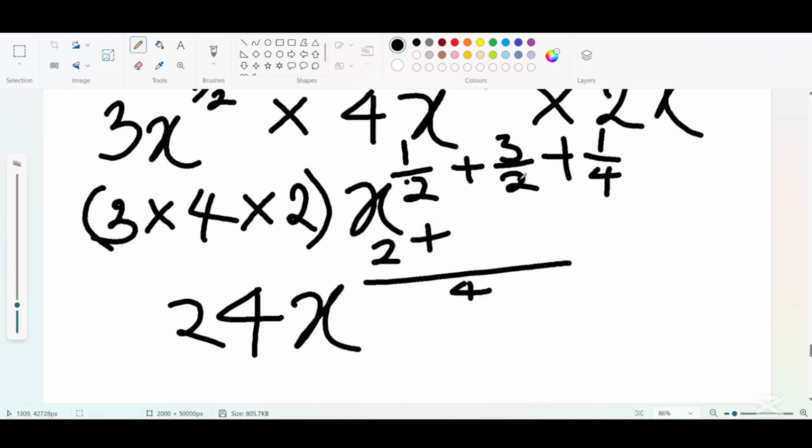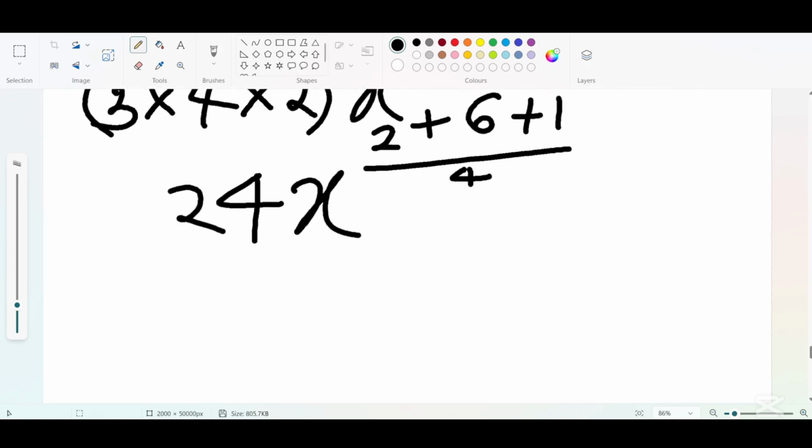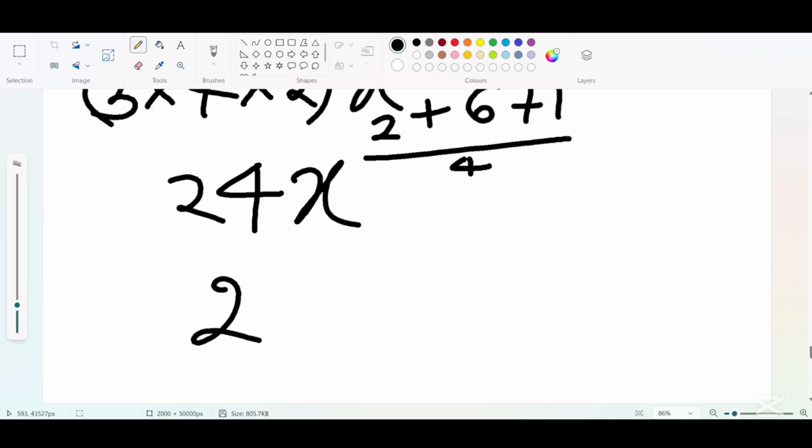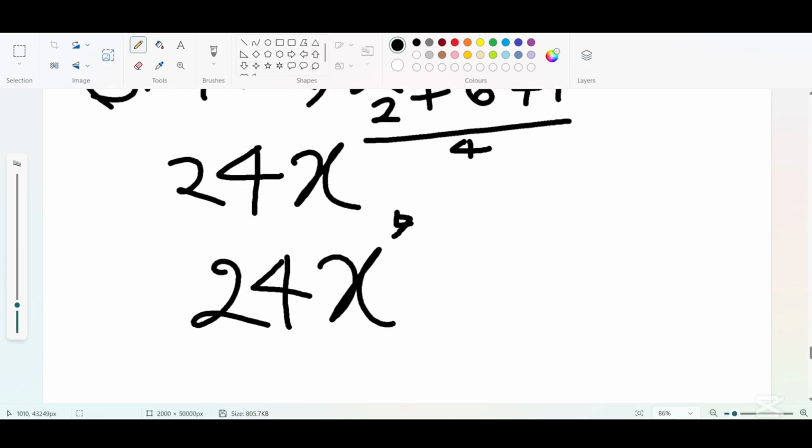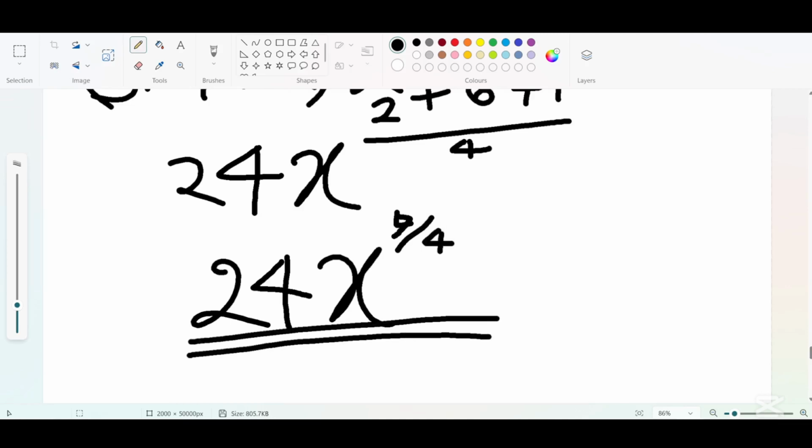4 divided by 2 is 2, and 2 times 3 is 6, plus 4 divided by 4, that's 1, and 1 times 1 is 1. So at this point, all we are going to do is just add them together. 2 plus 6, that's 8, plus 1, 9 all over 4. So it's going to be 9 all over 4. So this is the final answer. You can see it's very simple.